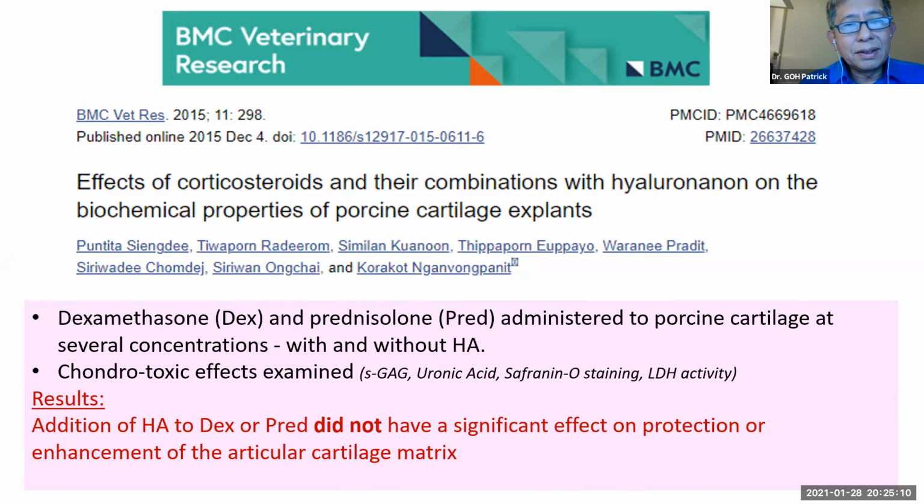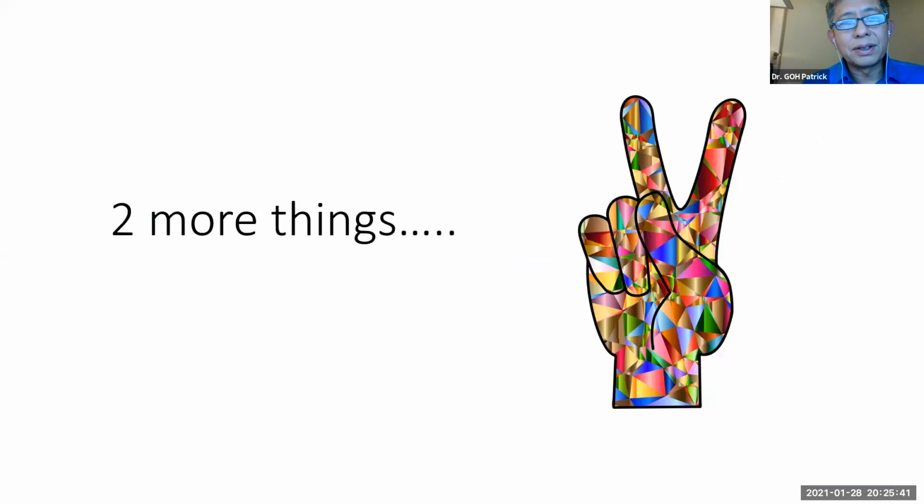So I think it's still a little out there, whether if you use a combination, you are actually protecting the cartilage. And my own take of it is that I would sort of base it on the corticosteroid. I would look at them independently, and the corticosteroid, the frequency of administration, you would still want to use it sparingly, and you don't want too much exposure of the cartilage to corticosteroid.